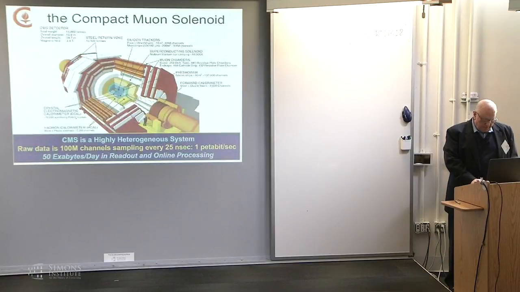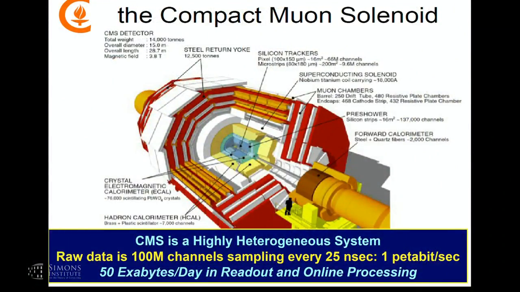This is the laser. Okay, now what about the data readout? Well, as you saw, CMS is a highly heterogeneous system. If you count the number of electronics channels, including the innermost pixel detector, which has a lot of those channels, the total is about 100 million. And you're sampling about every 25 nanoseconds. The data flow from the detector is of order 1 petabit a second.